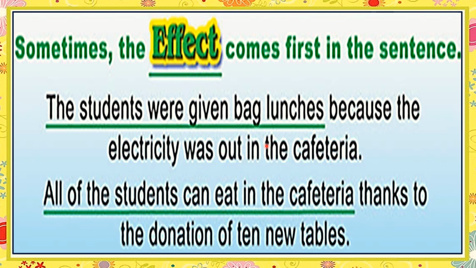We can also put the cause in the beginning of the sentence, like the electricity was out in the cafeteria, so the students were given bag lunches. So you see, class, we can always put the cause in the beginning of the sentence, or also the effect. We can also put the effect in the beginning, like sentence number 2. All of the students can eat in the cafeteria, thanks to the donation of 10 new tables. Or we can do it like this: because of the donation of 10 new tables, all of the students can eat in the cafeteria. Okay, so we just have to concentrate and focus on the signal words or keywords that have been used. And we also have to know how to determine the cause and the effect in the sentence by asking the question why and what.